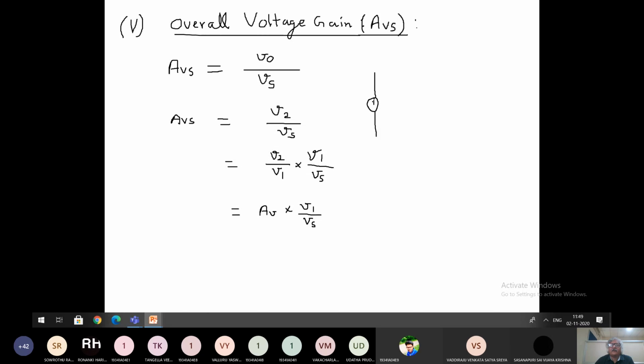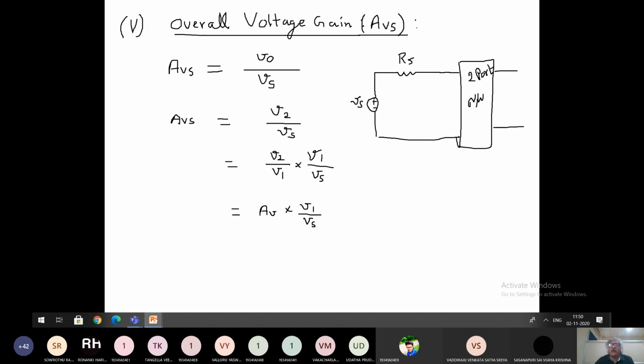This is our Vs. This is our Rs. Okay. And here we have our two-port network, right? Two-port network like this.